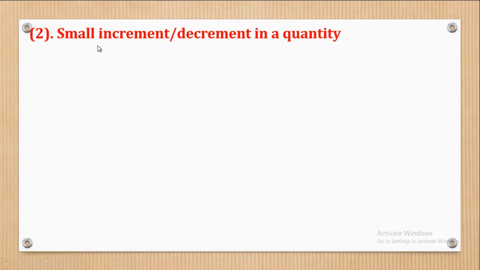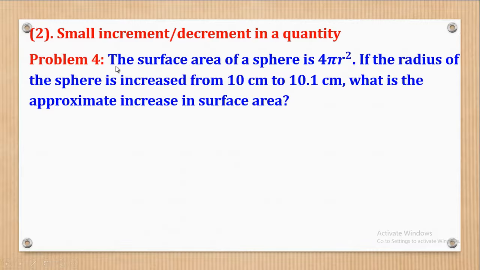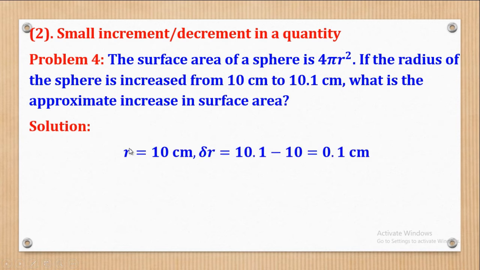Now we shall go to small increments and decrements in a quantity. And we shall start with this problem. Problem 4 says the surface area of a sphere is 4 pi r squared. If the radius of the sphere is increased from 10 centimeters to 10.1 centimeters, what is the approximate increase in surface area? So we are given the formula for surface area, and this denotes r. So r is 10 centimeters, small change in r will be 10.1 minus 10 to give you 0.1.